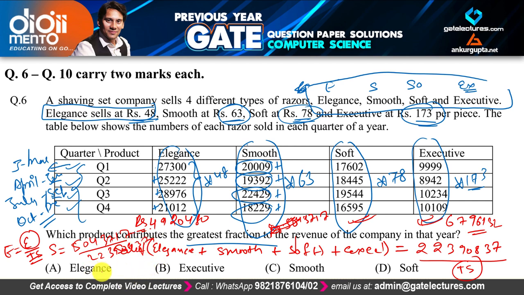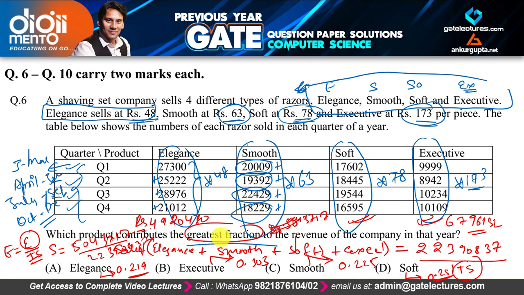Now that comes out to be, for Elegant, 0.219, so there is a fraction because they're asking about it in the form of fractions. For Executive, it will be something around 0.303. For Smooth, around 0.225. And for Soft, around 0.251. So I've already calculated these values.